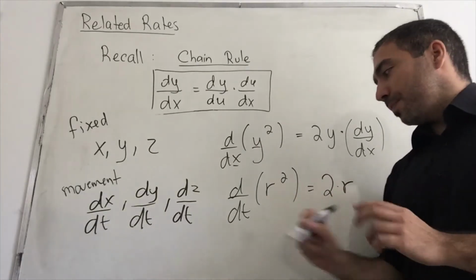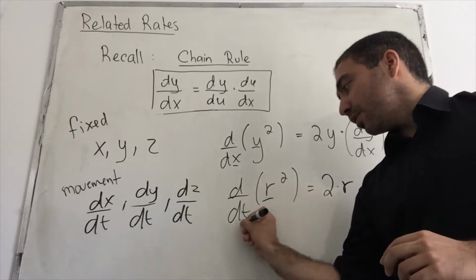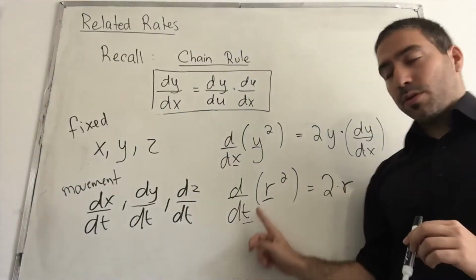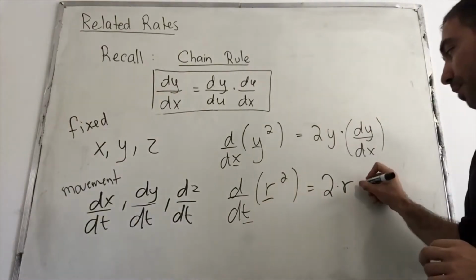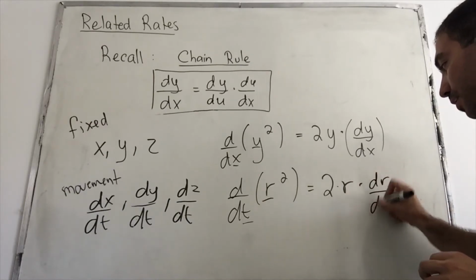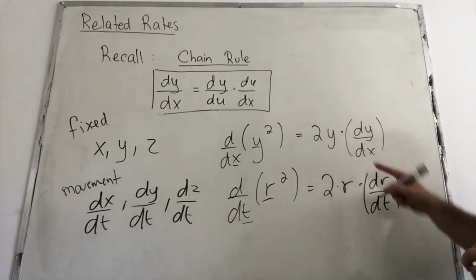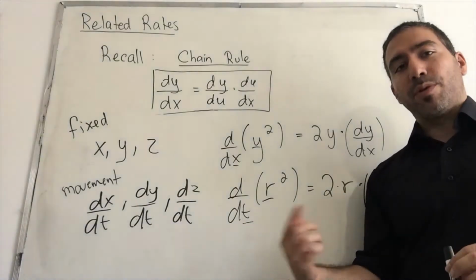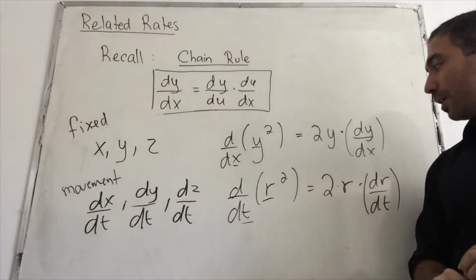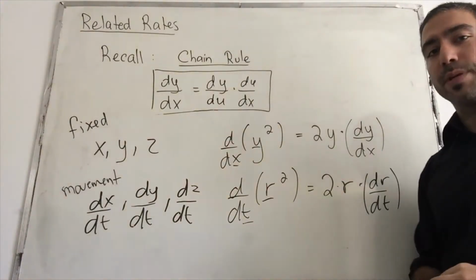But since the parameter does not match the derivative, we have to apply chain rule and multiply it by dr dt. Same concept as what we have up here. But just keep in mind we're going to be deriving with respect to t. Okay, so let's look at a strategy to solve related rate problems.